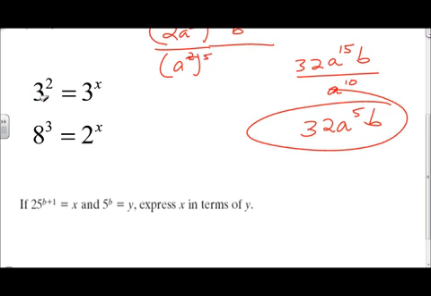A couple of examples on the homework are about figuring out what the variable is. I think this top one is fairly obvious. 3 squared equals 3 to the x. Well, the only number x could be here would be 2. It's the only thing that will give you a true statement. So x is equal to 2 is my answer here.